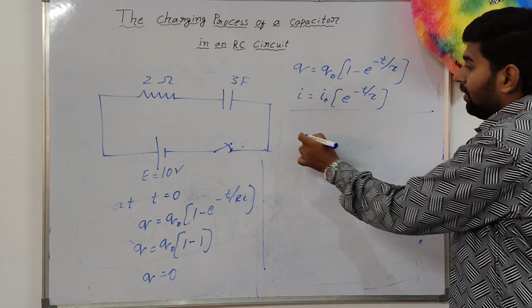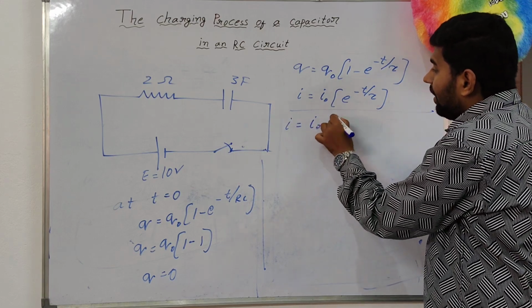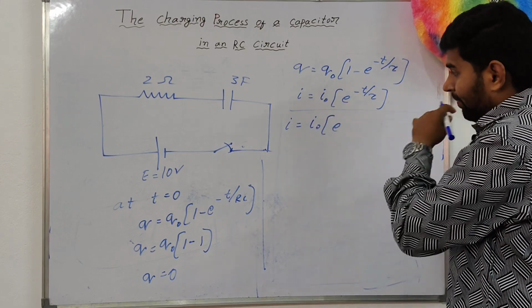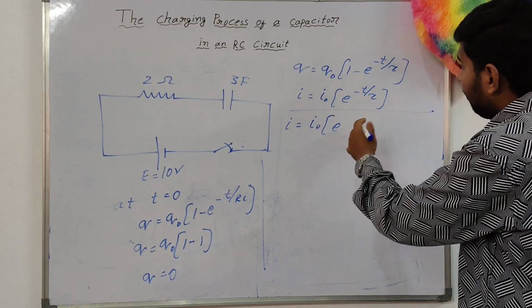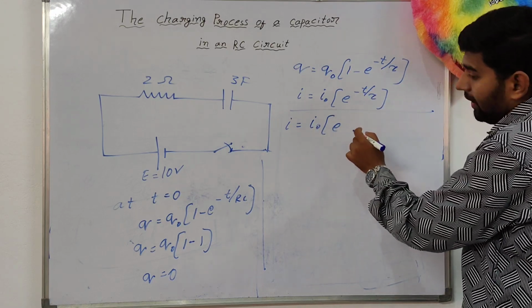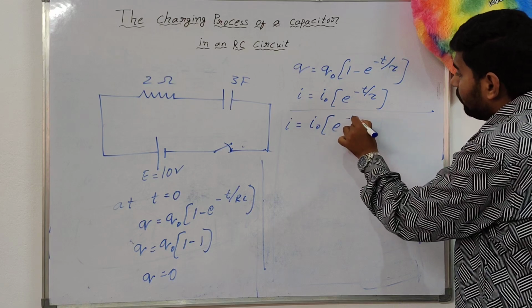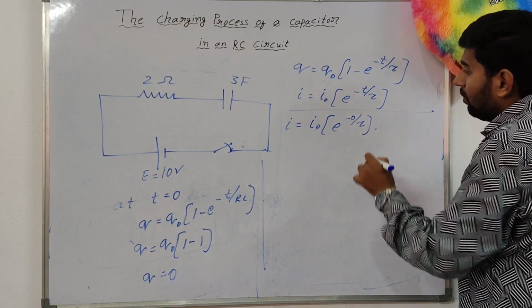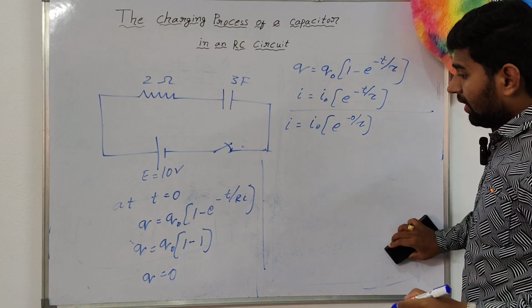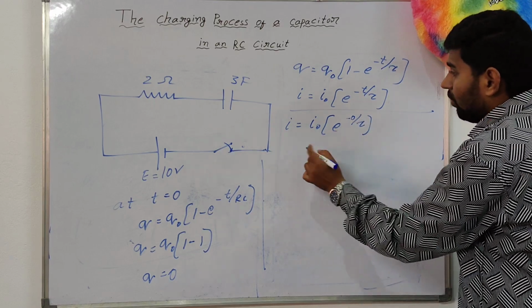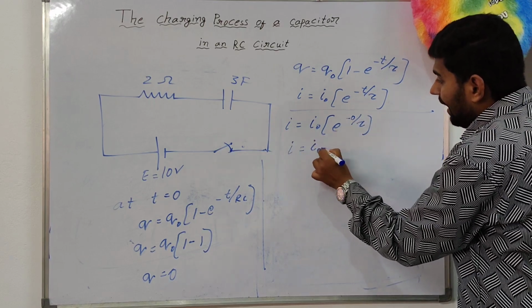What about the current? Current I is equal to I naught into e power minus t by tau. Here also the same. What will happen? t is equal to 0, so 0 by tau. What is the current here? E power 0 is equal to 1. I is equal to I naught.